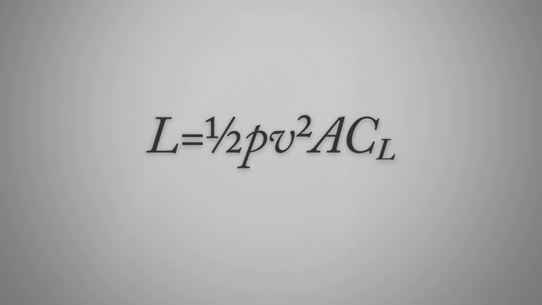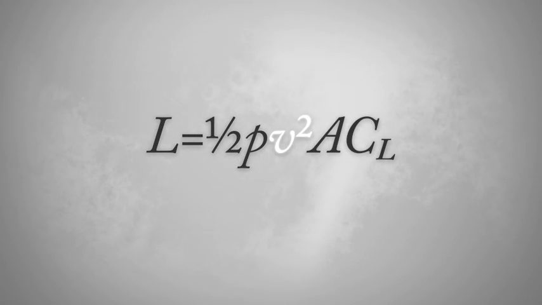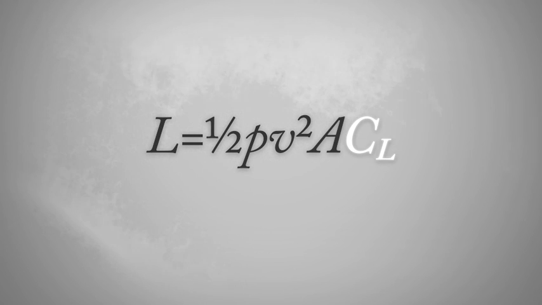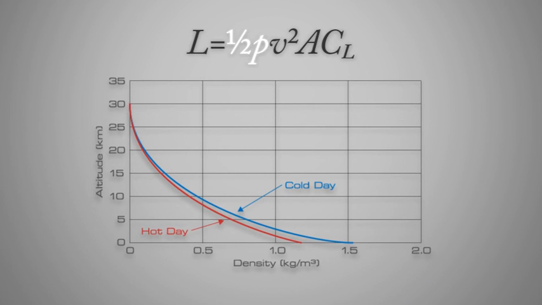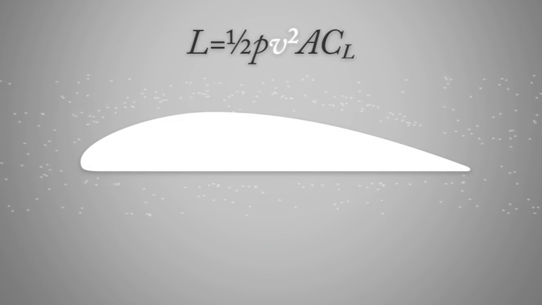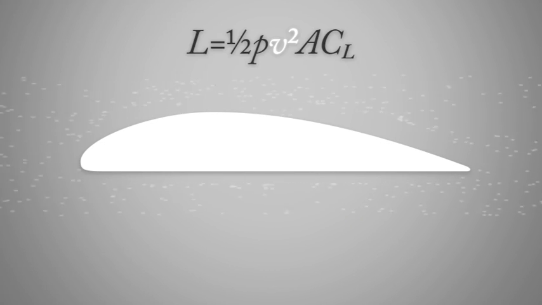The lift force can be calculated from the following equation: L equals 1/2 ρ times V squared times A times CL, where L is lift, ρ is air density, V is wind velocity, A is surface area, and CL is the lift coefficient. One of the factors affecting the amount of lift created is the density of the air. The denser the air, the more lift is produced. This is why planes climb better in the winter. Colder air is denser. With speed or wind velocity, the faster the wing moves through the air, the more air is forced over the wing, therefore creating more lift.